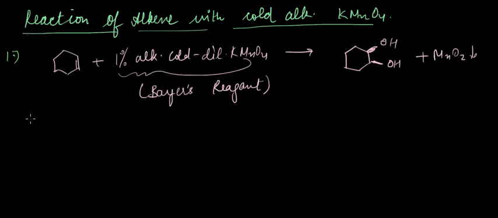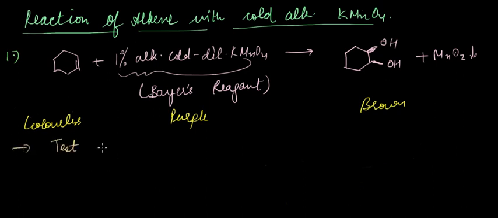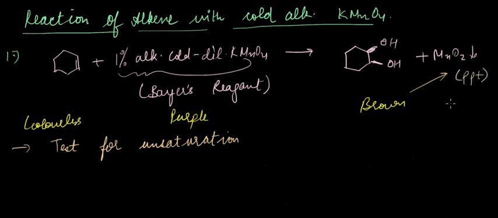So let's talk about the colors of this. This is colorless, this is purple in color, and this is actually brown in color. So this is also a test for unsaturation. How? Because the colorless compound on reacting with the purple compound forms a brown precipitate. This is the brown precipitate, not this one. So a brown precipitate, hence it's a test for unsaturation.